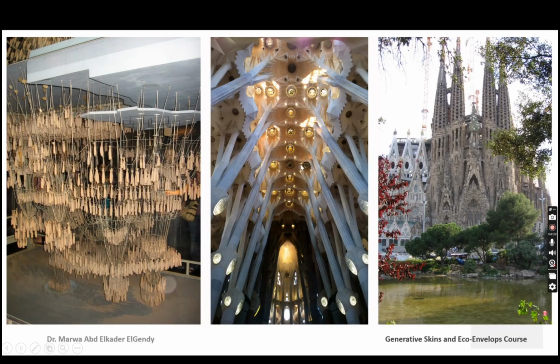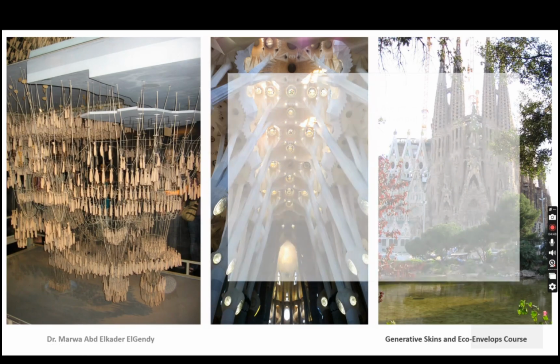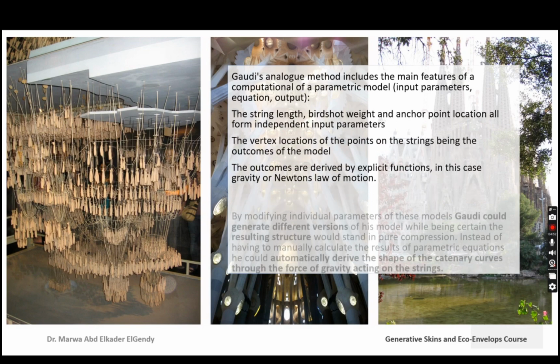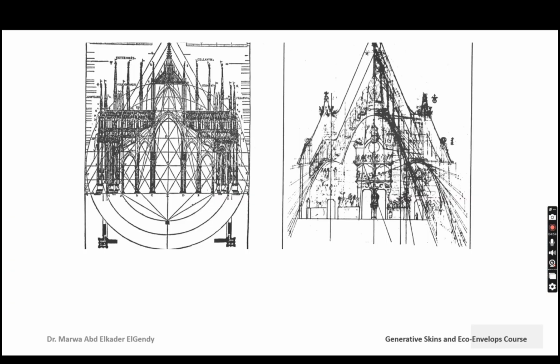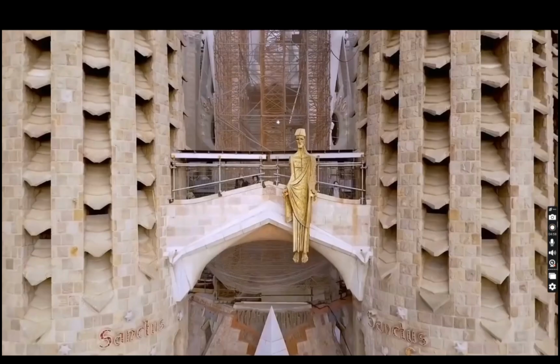The columns of the church are the strings. He got a very complex structure using this method and got the final result of a triangle system in this model.